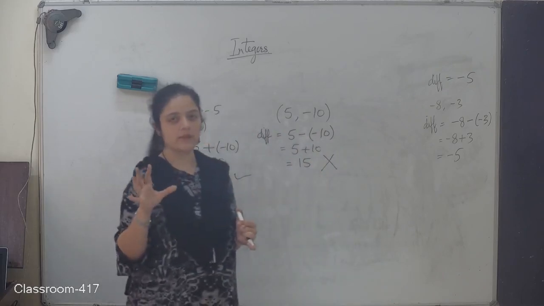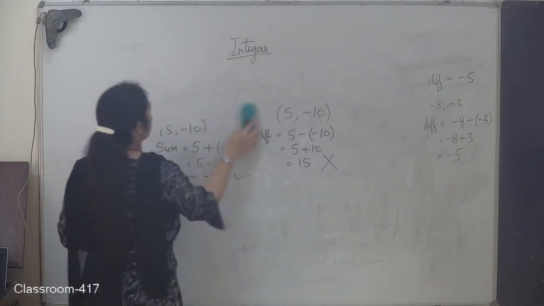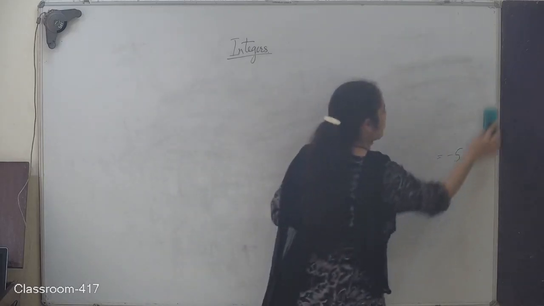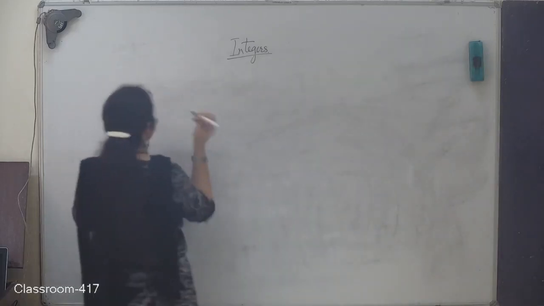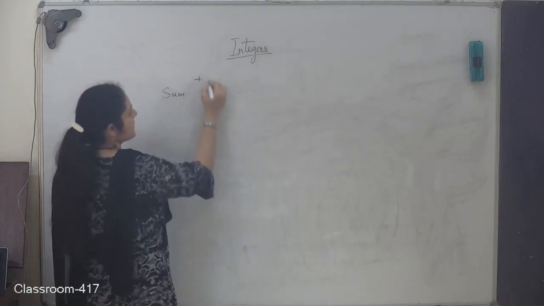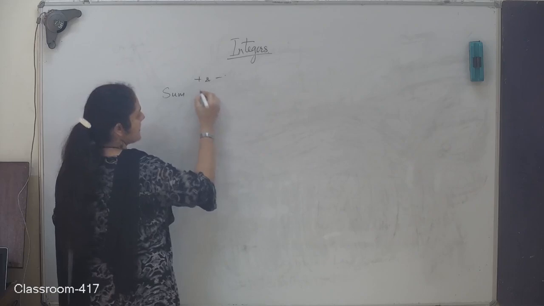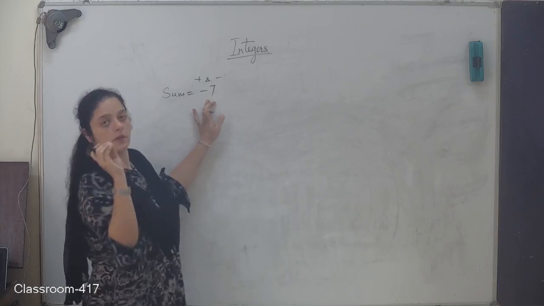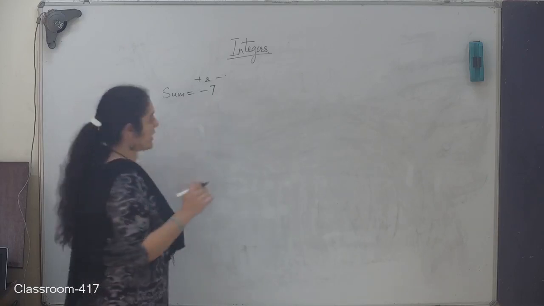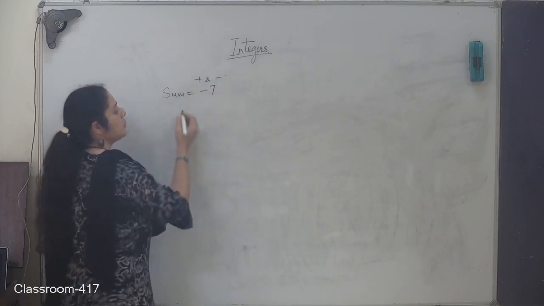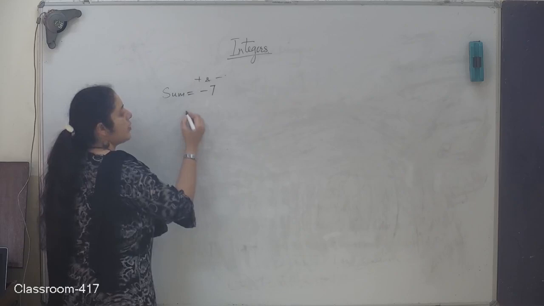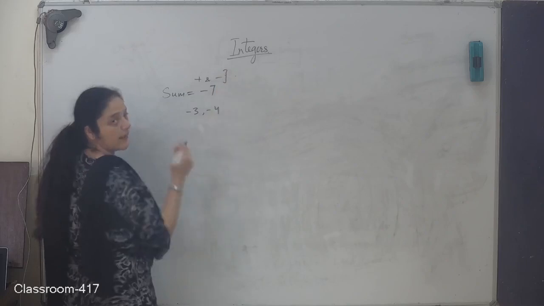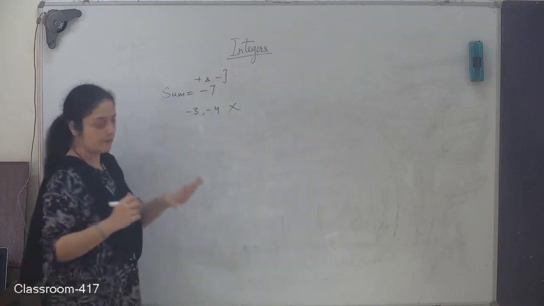Just to make it clearer, I'll take up one more example and then we move on. Supposing I want the sum to be minus 7, and I want one integer to be positive, one integer to be negative. Now, since I want the sum to be minus 7, obviously minus 3 and minus 4, but because I want one positive, one negative integer, this pair is wrong.